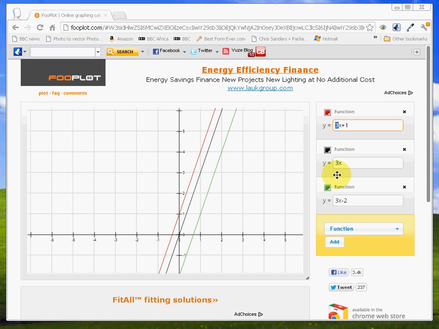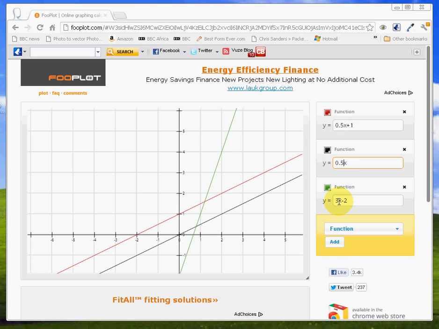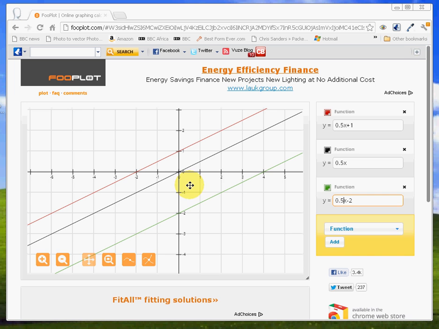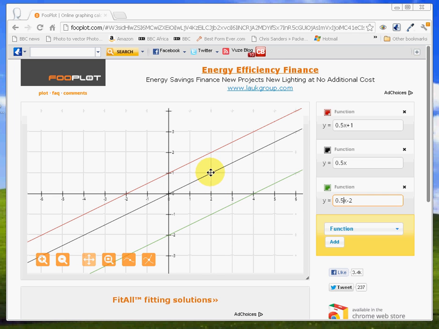What about if I put in here half x, 0.5x? Notice now that they've all got the same slope again. This time the slope is a half, so this is 1 along, halfway up. 1 along, halfway up. The same up here. See, that is 1 along, halfway up. So that number at the front that you multiply x by determines what the slope is.